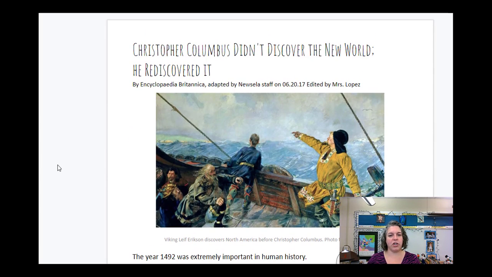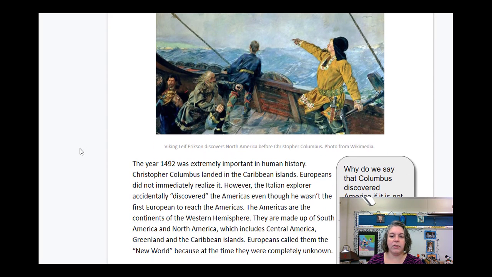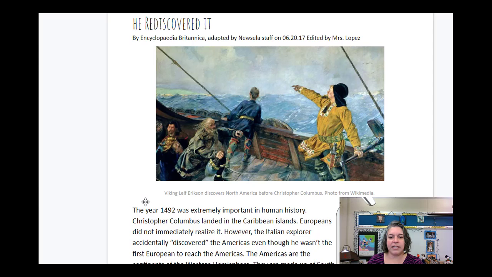Page 14 starts our article, Christopher Columbus didn't discover the New World, he rediscovered it. This is out of Encyclopedia Britannica, adapted by the New Zealand staff, and I edited it down. This is Leif Erikson, who discovers North America before Christopher Columbus, photos from Wikimedia.